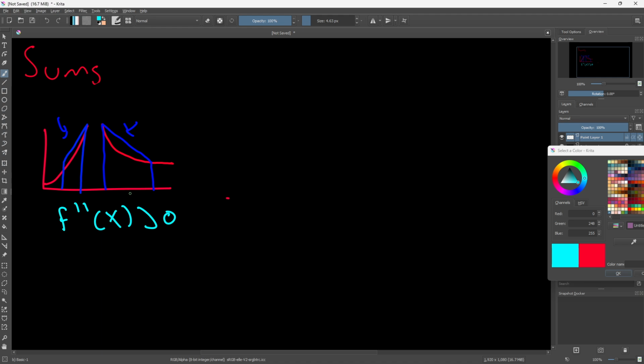So it's an overestimate if it's concave up, or we'll be able to see this if it's concave down like this, a trapezoid would be an underestimate, right? You're missing area there. So in this case, f double prime is less than 0. So if it's concave down, it's an underestimate. And if it's concave up, it's an overestimate. Just keep that in mind. Okay.